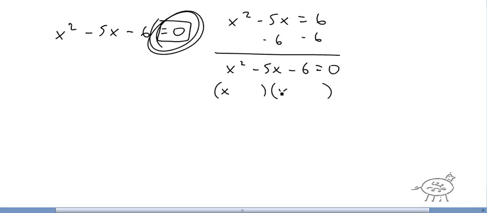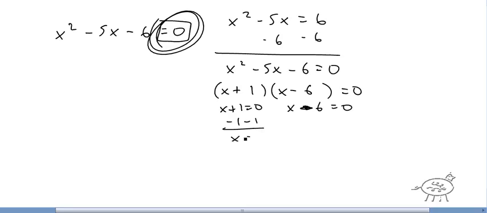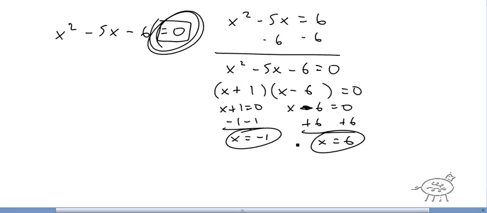So x and x, and of course our signs are going to be plus and minus. Got to remember all that. It's going to be minus 6 and plus 1. Obviously I have two answers here: x plus 1 equals 0, and x minus 6 equals 0. Subtract 1 from both sides, x equals negative 1. Add 6 to both sides, x equals 6. Pretty easy, right?